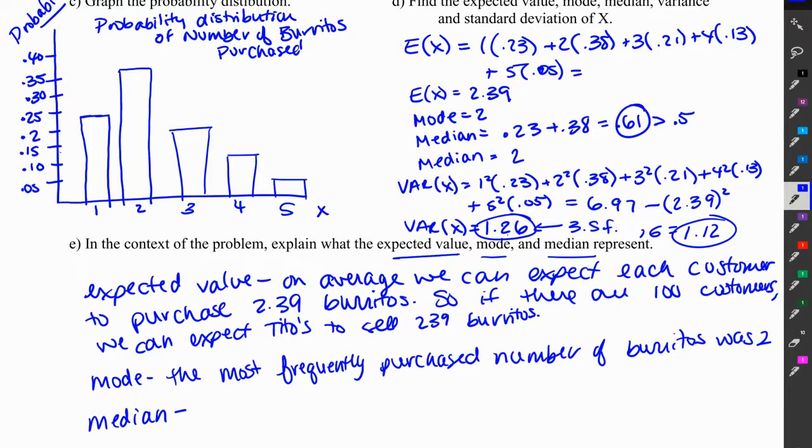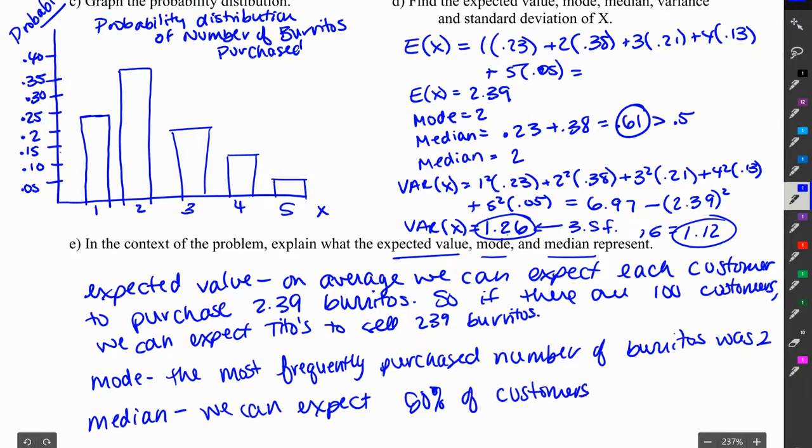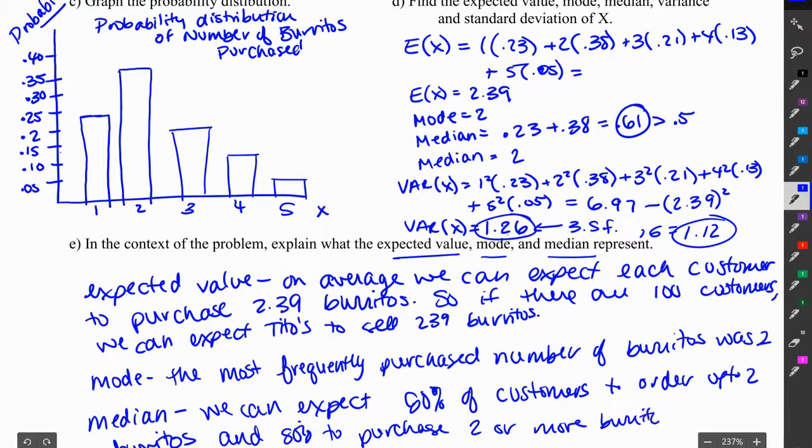And the median, so we can expect 50% of customers to, so the median is what's in the middle. So we can expect 50% of customers to order 2 or less burritos, and then 50% to order 2 or more burritos, because that 2 is right in the middle. So 50% of customers to order up to 2 burritos. Should have just used tacos, it's a shorter word. And 50% to purchase 2 or more burritos.